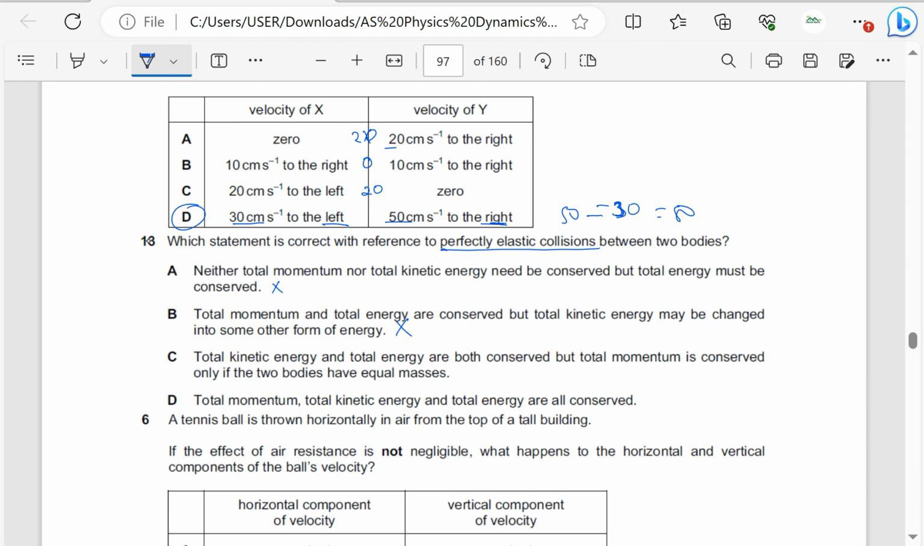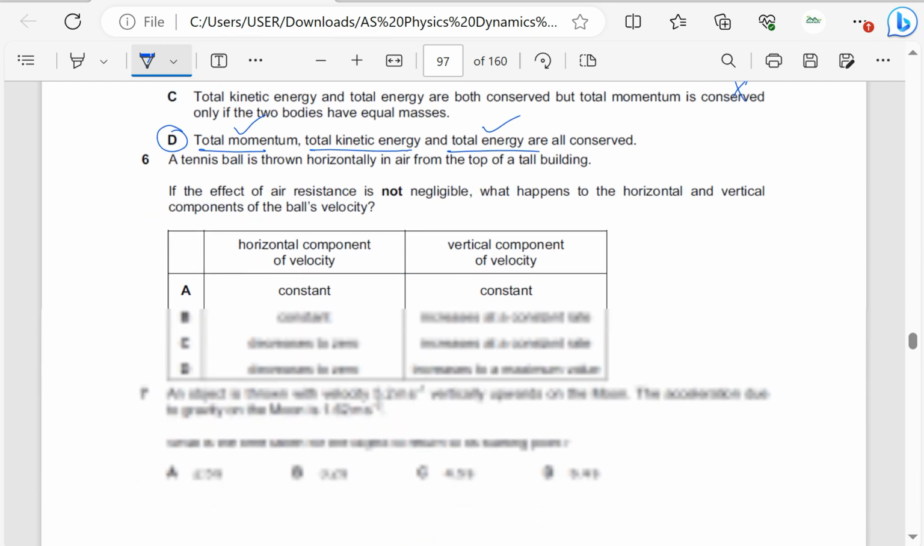That is very true. But total momentum must be conserved without any condition, as long as the bodies are in an isolated system. Total momentum, total kinetic energy, and total energy are all conserved. So the answer is D. Total momentum is conserved, total kinetic energy is conserved, and total energy is always conserved. Remember these two: total momentum and total energy are always conserved whether the collision is elastic or not. But if it is elastic, total kinetic energy is also conserved. So the answer is D.